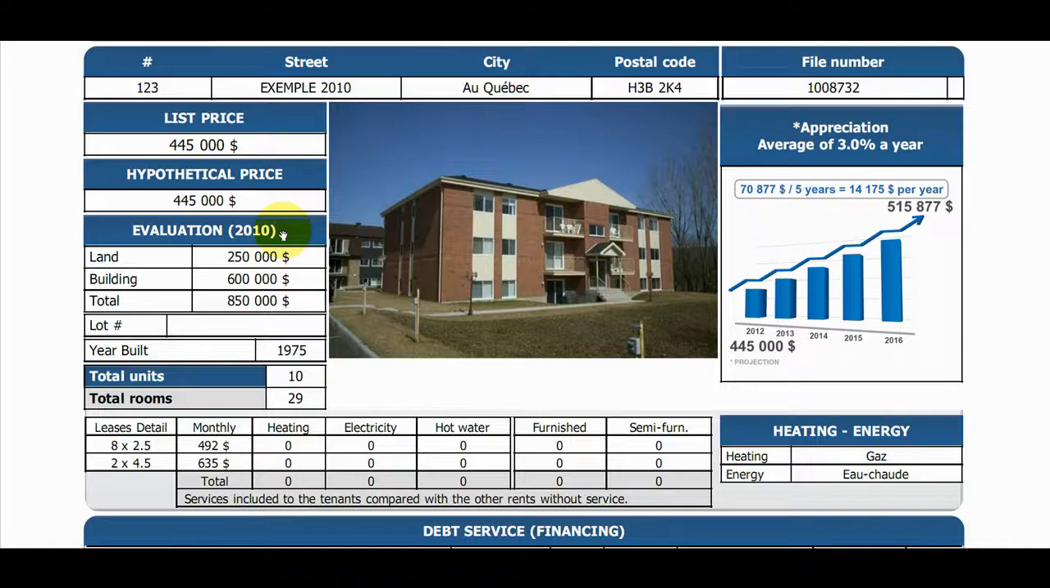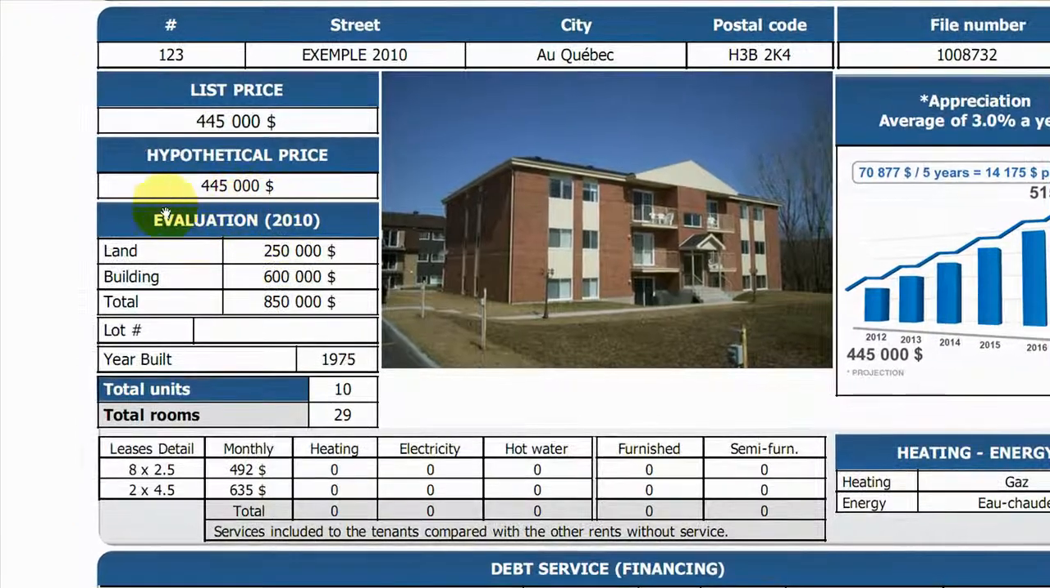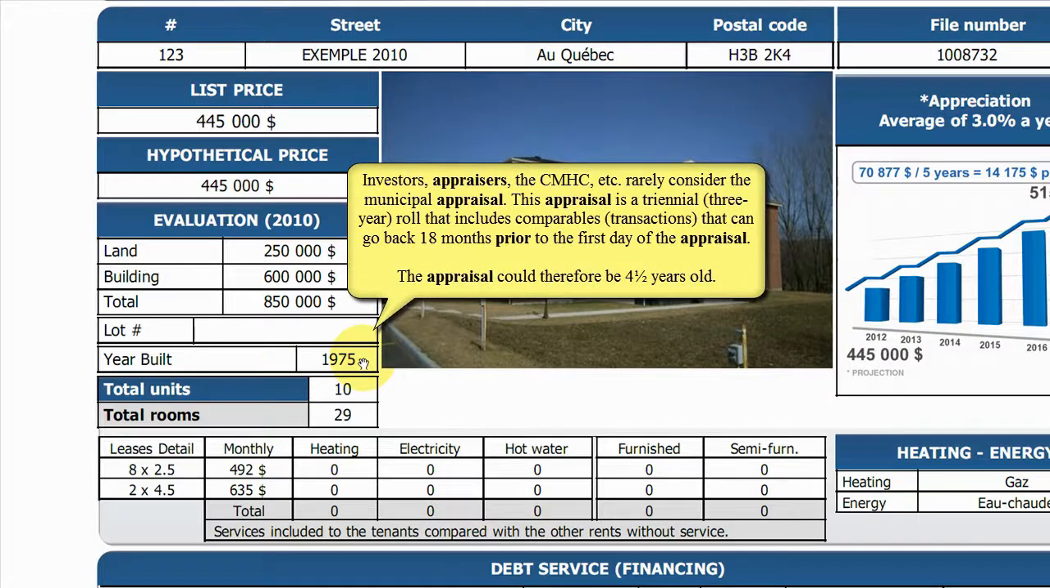3. Municipal evaluation. In addition to an appraisal of the land and building, you will find the lot number, the year built. Note: investors, appraisers, the CMHC, etc. rarely consider the municipal appraisal. This appraisal is a triennial, 3-year roll that includes comparables, transactions that can go back 18 months prior to the first day of the appraisal. The appraisal could therefore be 4.5 years old.